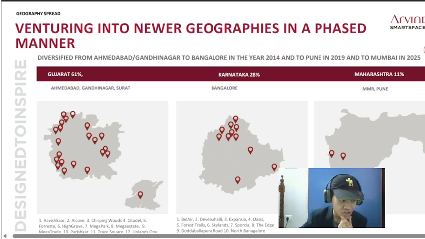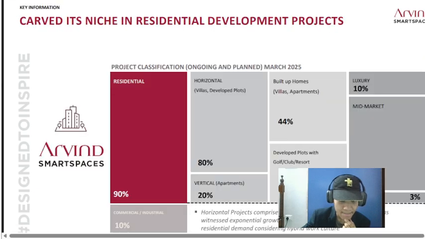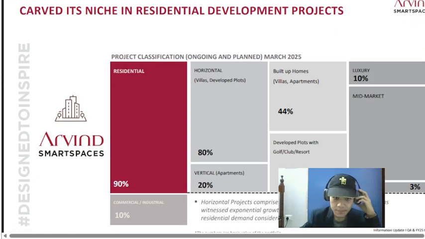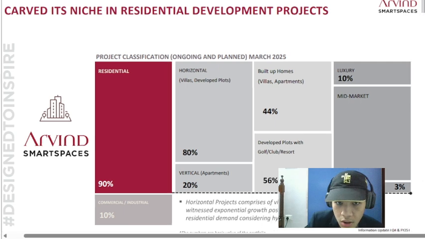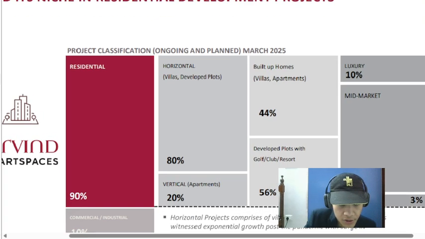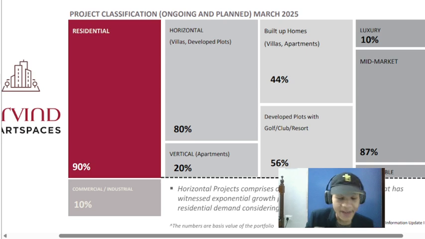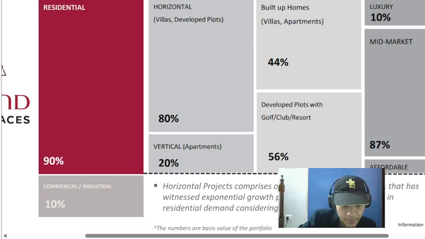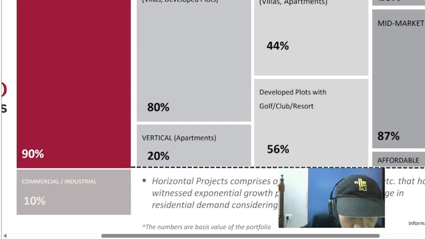The majority of the projects currently going on are in Gujarat. Then we have this. This is an important graph here. So now it's ongoing and planned projects as of March 2025. We can see, let me zoom in. Yeah, 90% of projects are residential, where people live, and 10% is actually commercial. Is the gray one? Yeah, commercial or industrial projects.